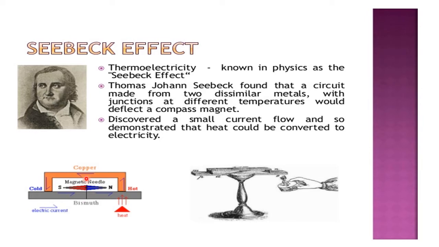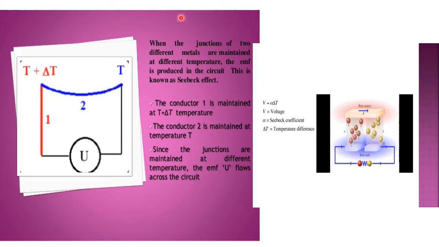That means naturally there is production of electric current if the magnet is showing some deflection. Finally he discovered a small current flow and so demonstrated that heat could be converted into electricity. Further, when the junctions of two different metals are maintained at different temperatures, an EMF is produced in the circuit, which is known as the Seebeck effect.